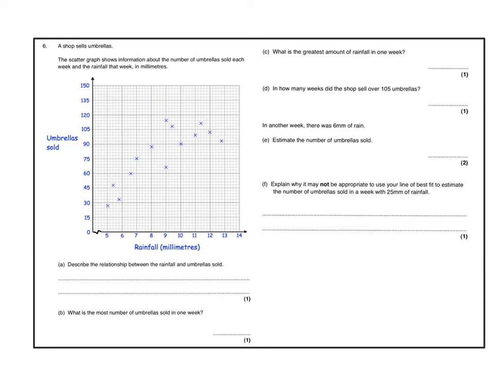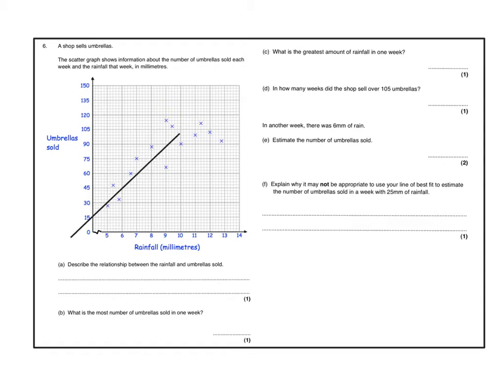A shop sells umbrellas. The scattergraph shows information about the number of umbrellas sold each week and the rainfall that week in millimetres. Describe the relationship between the rainfall and umbrellas sold. So the first thing I'm going to do with the scattergraph is draw a line of best fit, and that will tell me the correlation or the relationship between the two variables.